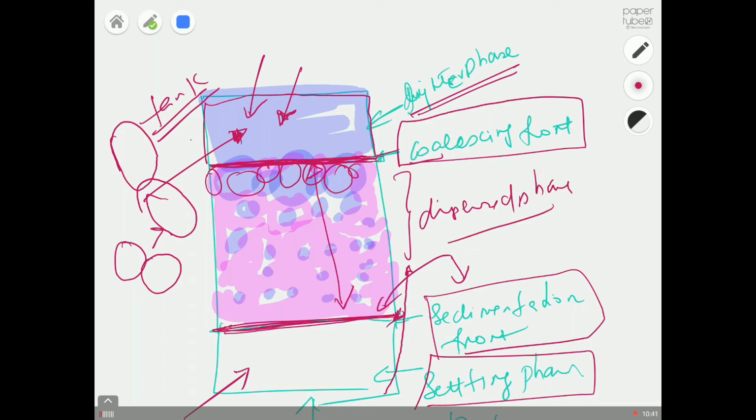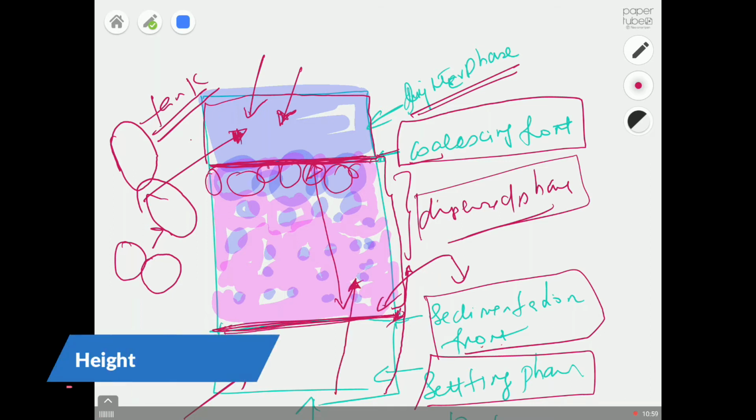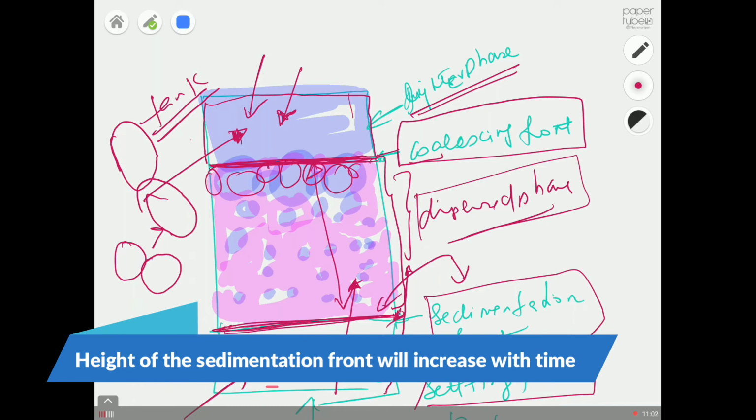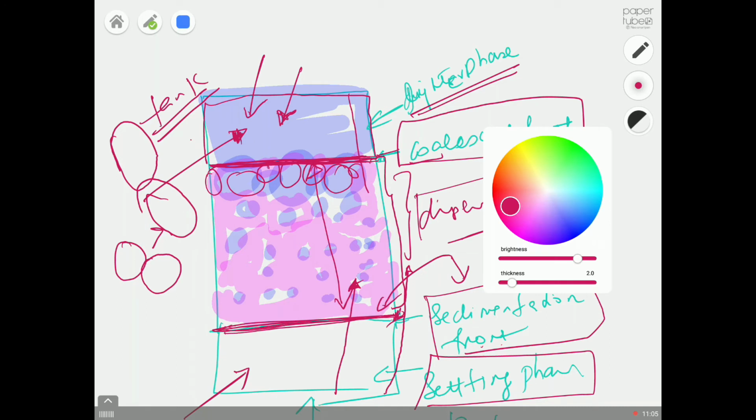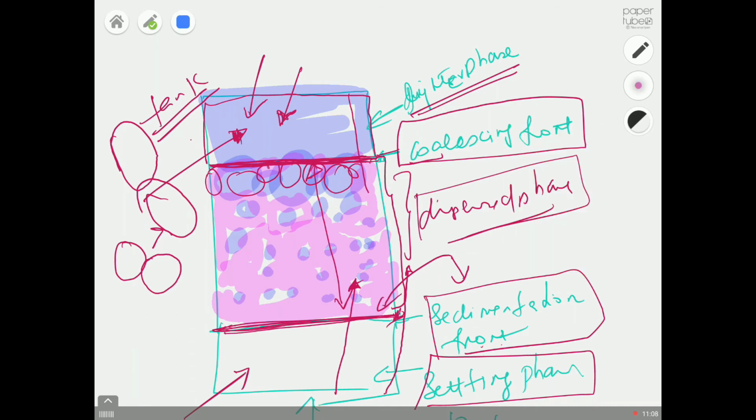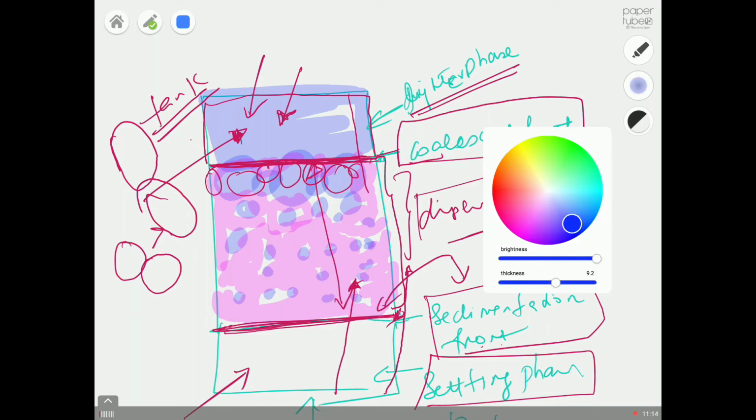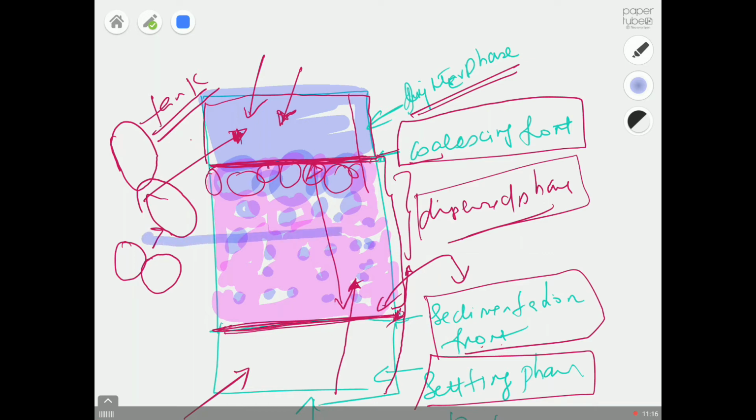So in between the coalescing front and sedimentation front, we will have this dispersed phase. With respect to time, your dispersed phase is going to decrease, and your sedimentation front is going to increase with respect to time. So at the end of the experiment, your lighter phase will come to, let's put some color, I'm going to use a blue highlighter just to follow. Eventually it will come to some point. On the top you will have lighter phase, in the bottom you will have sedimentation front.